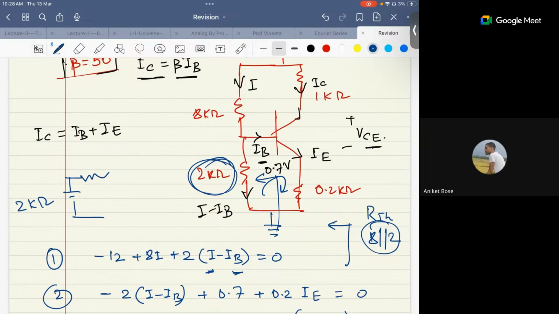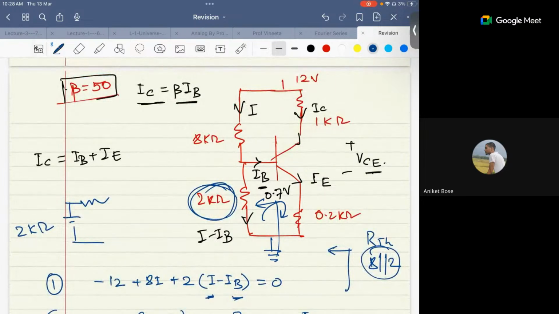See, how do you calculate RTH in Thevenin? You disconnect all the independent voltage sources and current sources, and the load resistance across which we are calculating the Thevenin is also disconnected, right? So this is your load, and this is short circuited. You're left with 8 kilo ohm and 2 kilo ohm, both in parallel. So 8 parallel to 2, that is the resistance.